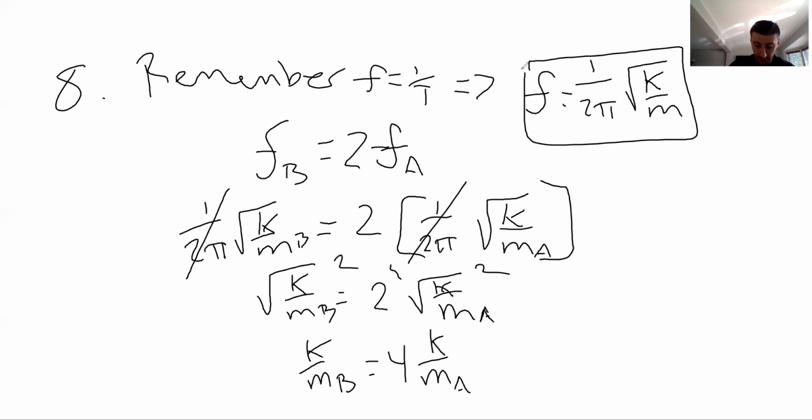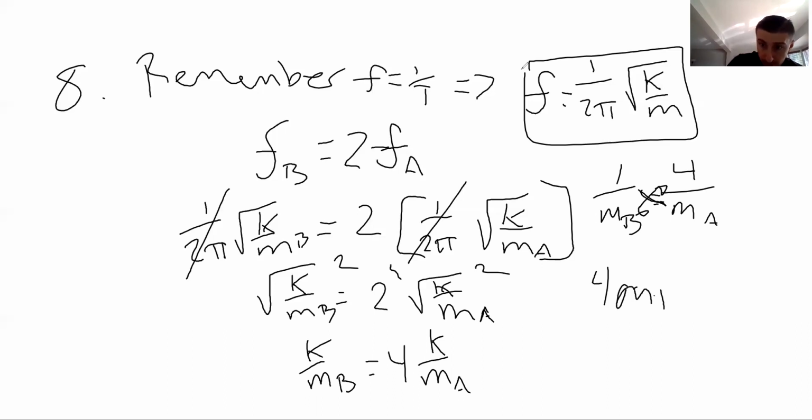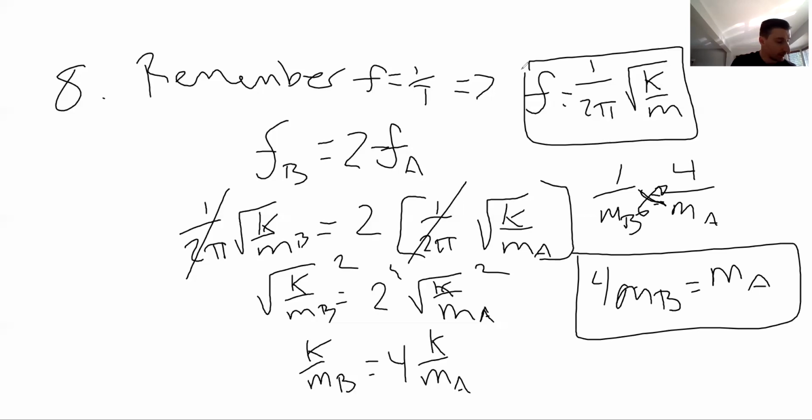And then I can basically solve this, right? K's cancel out because it's the same. The key to this is the K is going to be the same because it's the same spring. So I can rewrite this as 1 over MB equals 4 over MA. I can do a little cross multiplication and say 4 MB equals MA. Let's see, is that an answer? Looks like it's going to be D. Answer.